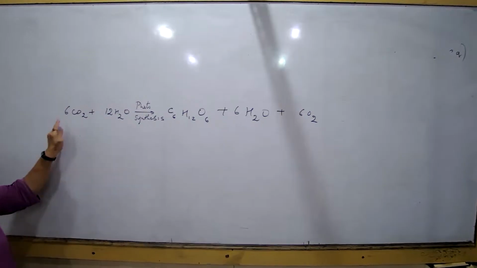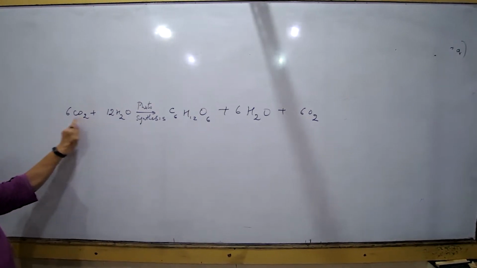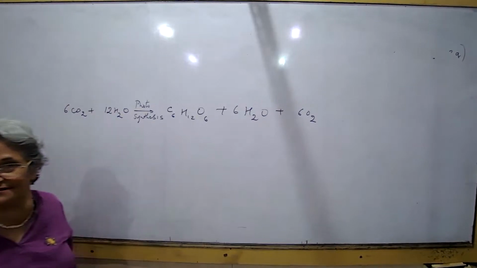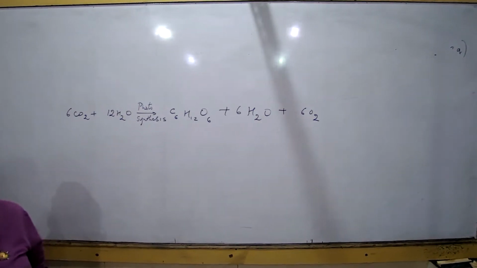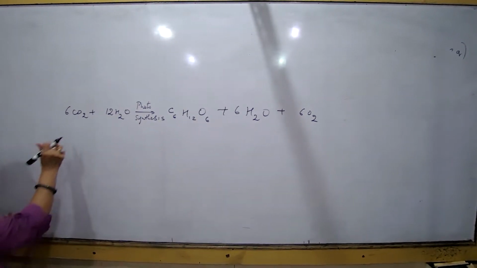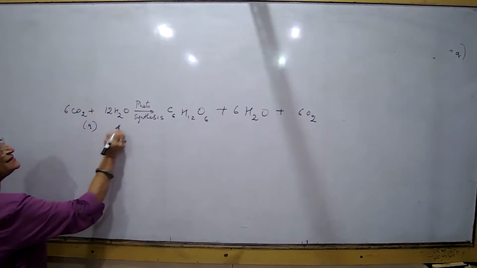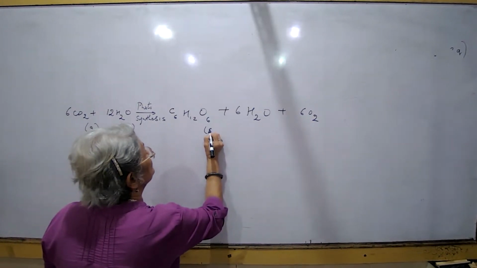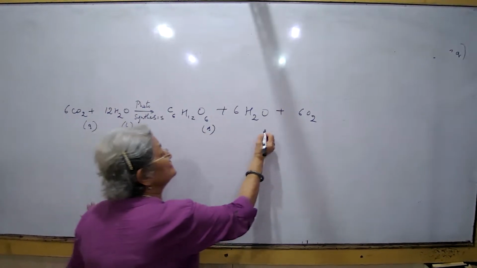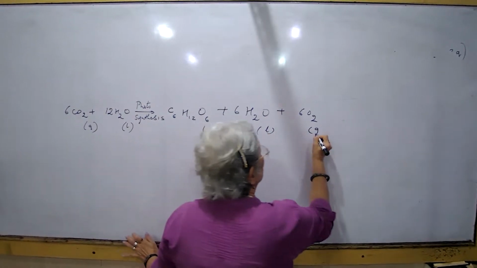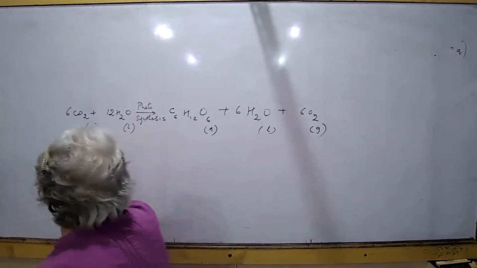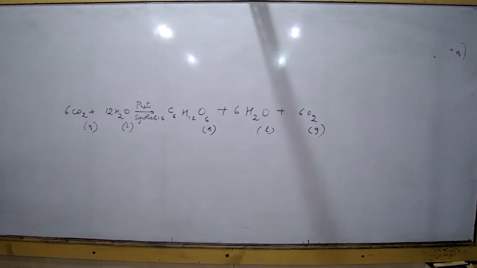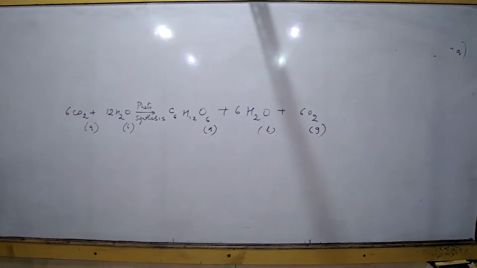Then you come to know what are the quantities of the reactants and the quantity of the products. Also, you can come to know whether it is a gas, whether it is a liquid. Suppose you can say it's solid. Okay, this is a liquid and this is gas. You come to know the physical states of the reactants and the physical states of the products.